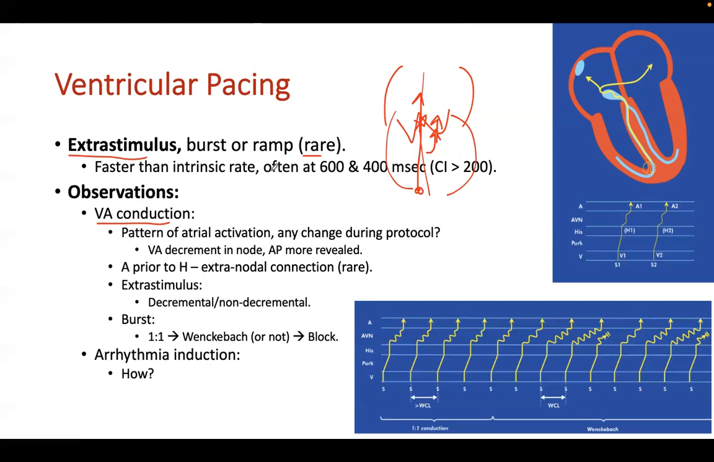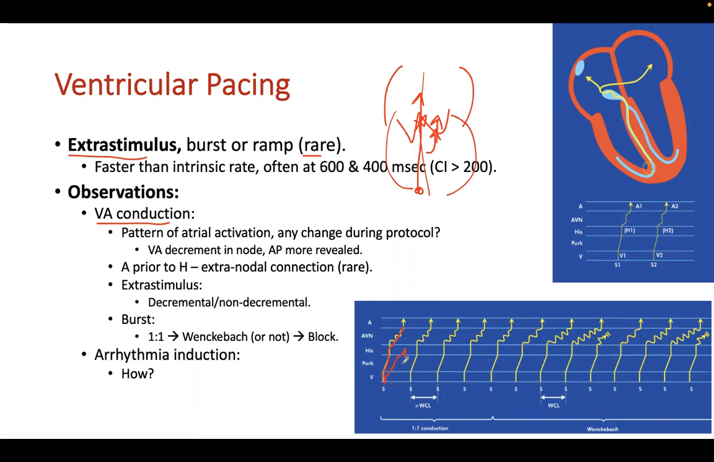Sometimes you see A and then H. Usually when you V-pace, you don't see the His signal because it's buried within the QRS. But sometimes, look at this. So you V-pace, guys. You go up the Purkinje system, up the His bundle, and then up the AV node, right? Sometimes when you go up, this delay is exaggerated such that you see the His somewhere here.